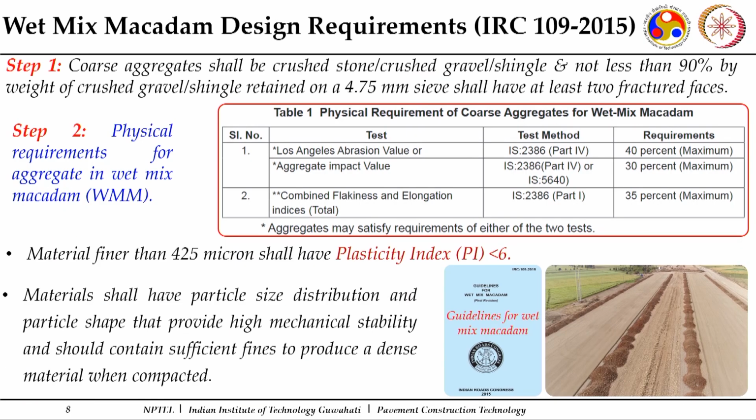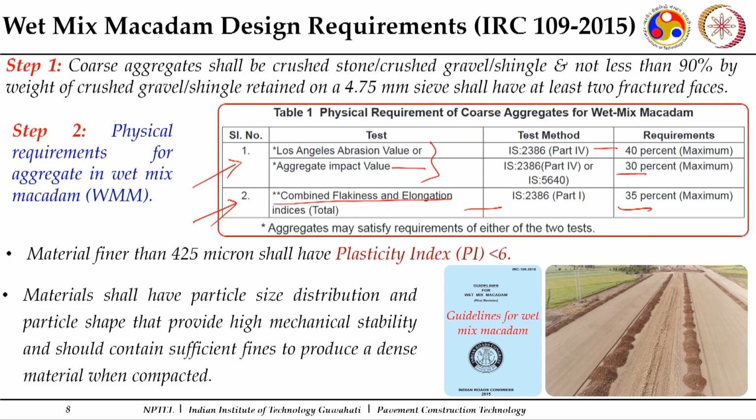There is another granular mix, which is wet mix macadam, mainly used for the construction of base courses of flexible pavements. Here again the requirements for aggregates are in terms of strength and shape. It says what should be the value of abrasion loss and impact: less than 30% for impact, less than 40% for Los Angeles abrasion, and the requirement is in terms of combined flakiness and elongation index, where a maximum of 35% is allowable.